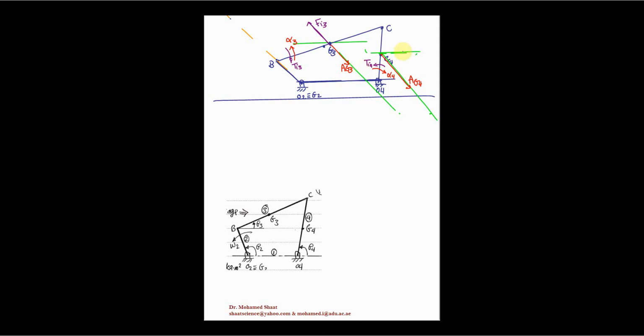How about the inertia force over the link? It should be opposite to the acceleration direction. So you're just gonna draw the inertia force going opposite to the acceleration, Fi4, as already given here. Make sense? So this is the third step.